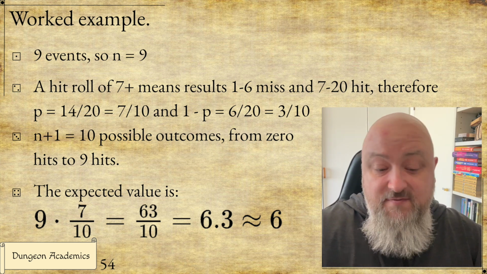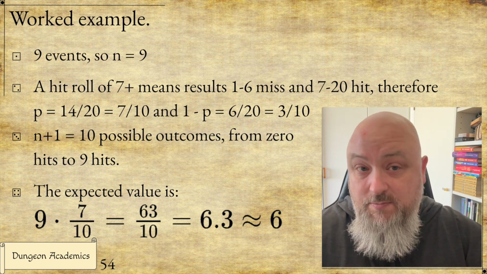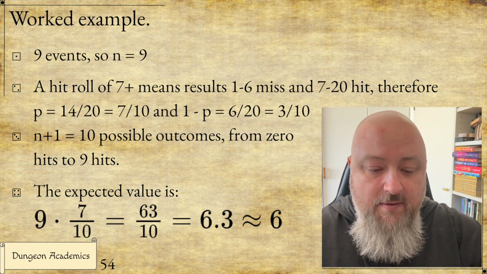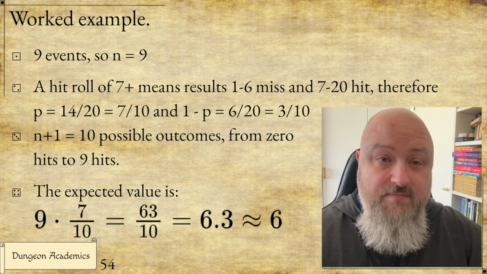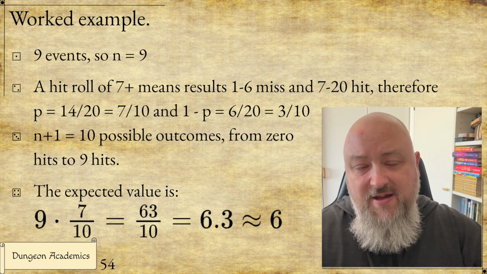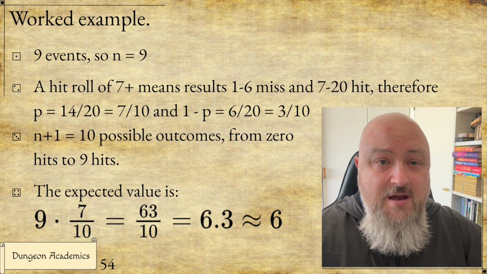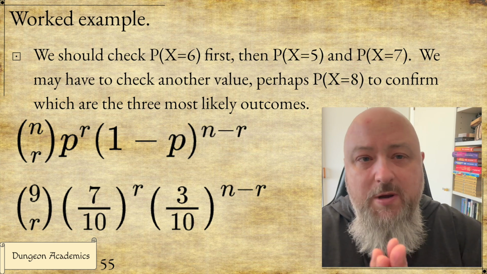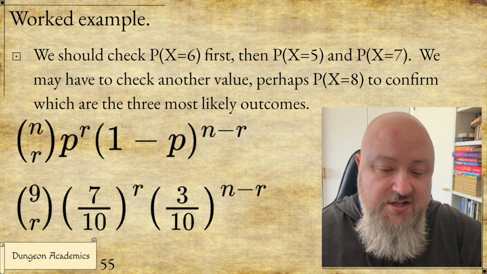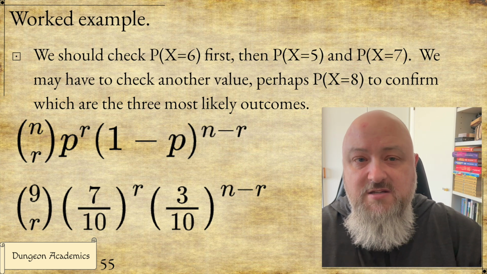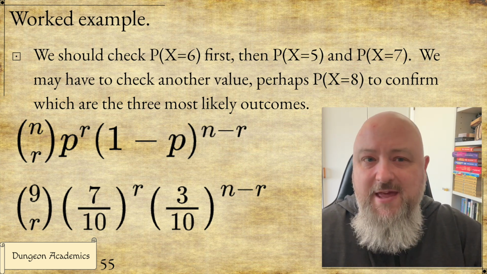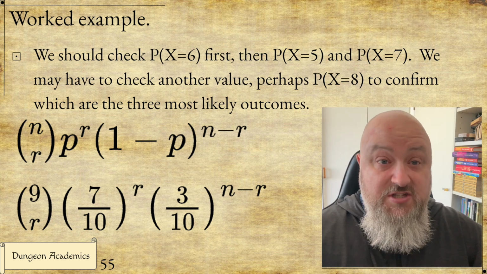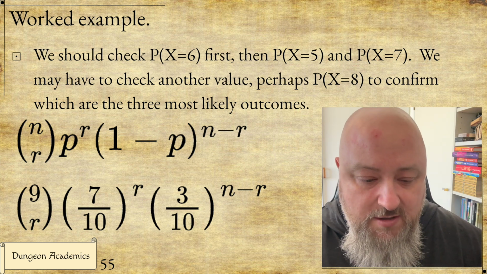Our expected value is 9 times the probability of a hit, which is 7 in 10, which is about 6 hits. So our most likely value is probably 6 or 7 hits, and we're needing to find the 3 most likely outcomes. So we're going to start with 6, and start checking on either side. So we do 6 and we do 7, and then probably 5 or 8 are going to be our next most likely outcomes. We'll see what the results say and add up the 3 most likely ones.